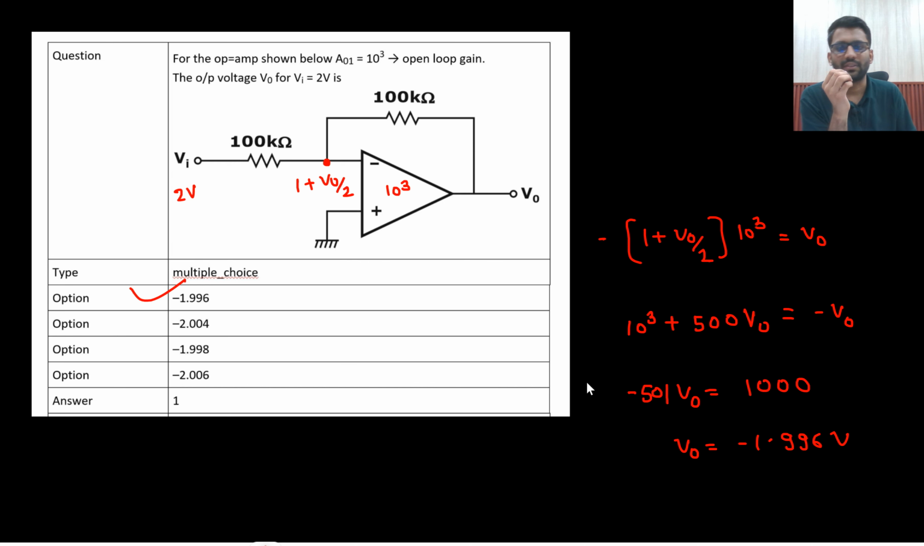That's it. So this is how you need to solve it. It is nearly around 2. All the options are nearly around 2 only, but it would be lesser than 2. So the answer would be the first one.